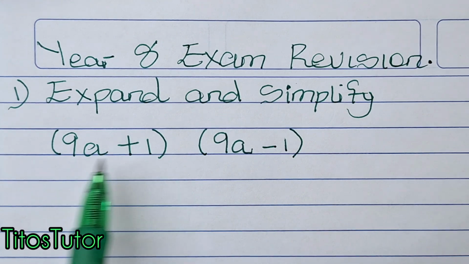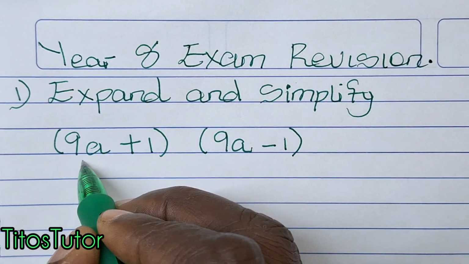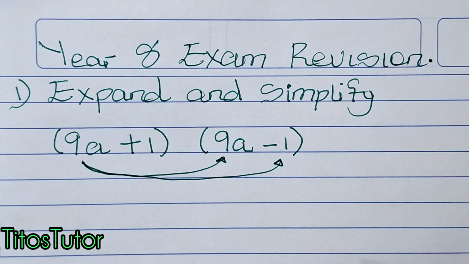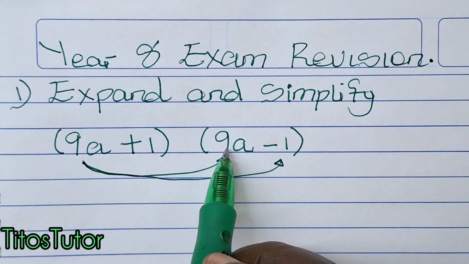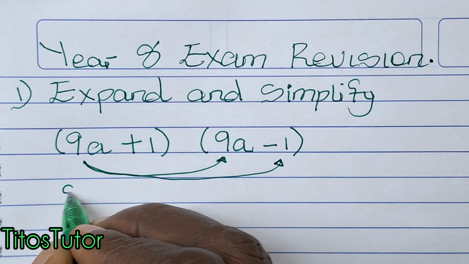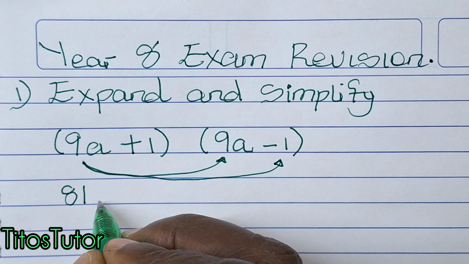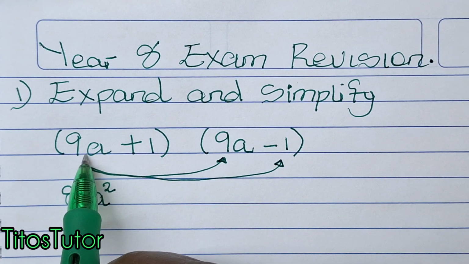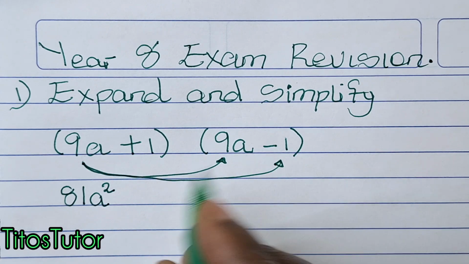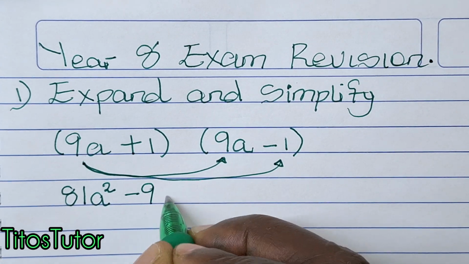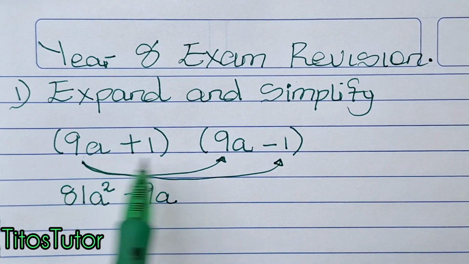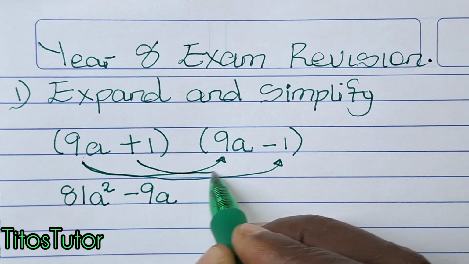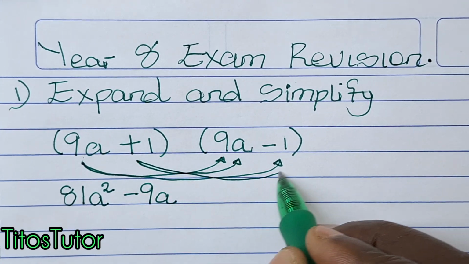Because there are two terms in this bracket, the first term must multiply the two terms of the second bracket first. So 9a multiplied by 9a gives 9 times 9 is 81, and a times a is a squared. Then this 9a is going to multiply minus 1 to give you minus 9a. So the first term has multiplied the two terms in the bracket. Now it's time to take this second term to multiply the two terms as well.